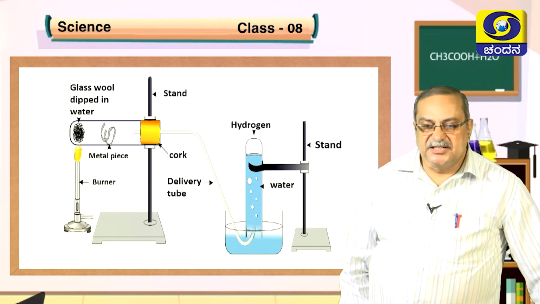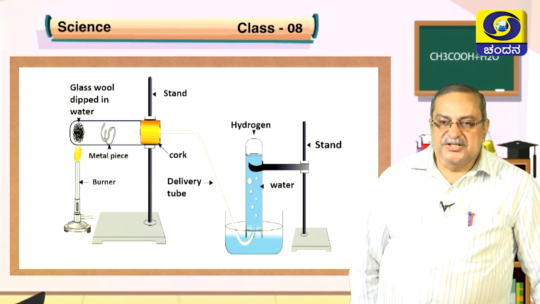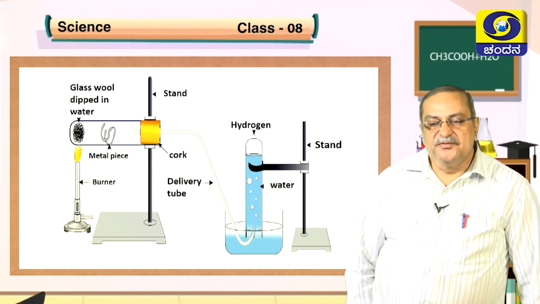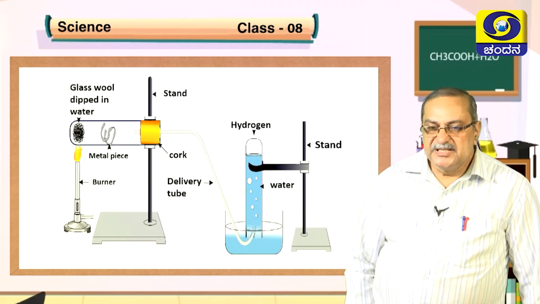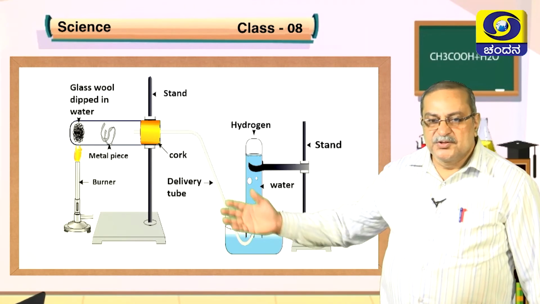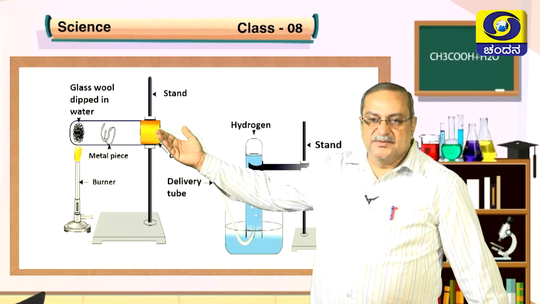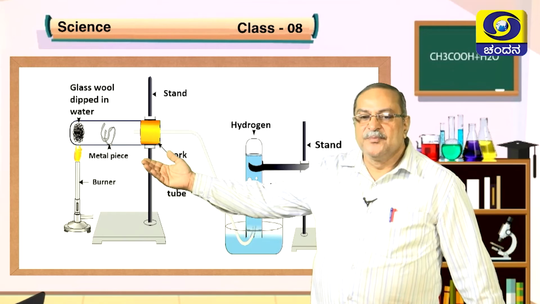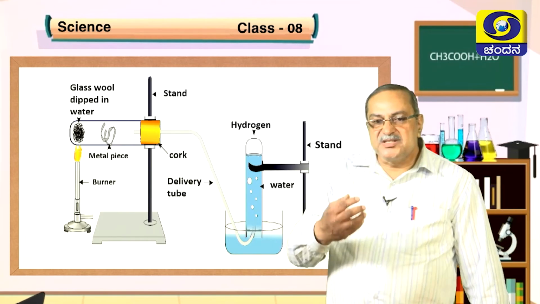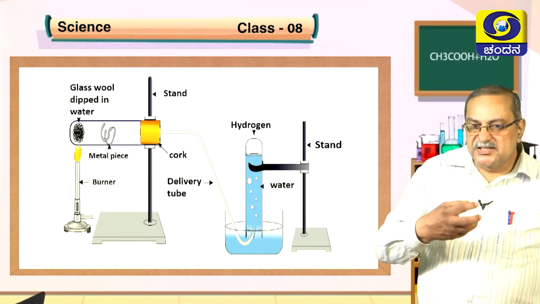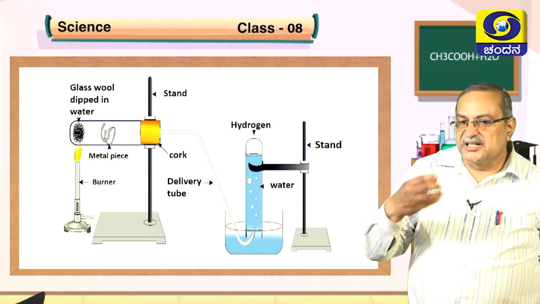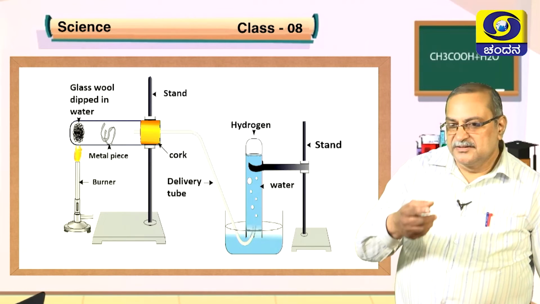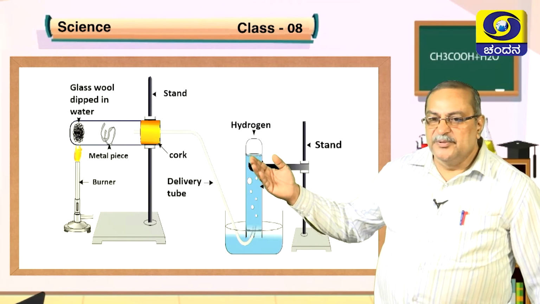See here, this is the setup that is shown. It is in a hard glass test tube. We have glass wool which is dipped in water, and a metal piece is kept in the hard glass test tube. This is the metal wire kept here, and when we heat, steam is produced. When the steam passes through the metal piece, it will react and liberate a gas, that is hydrogen gas.